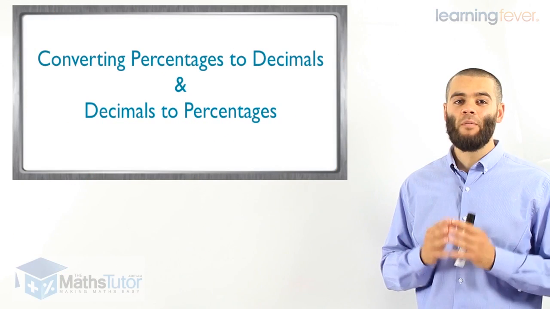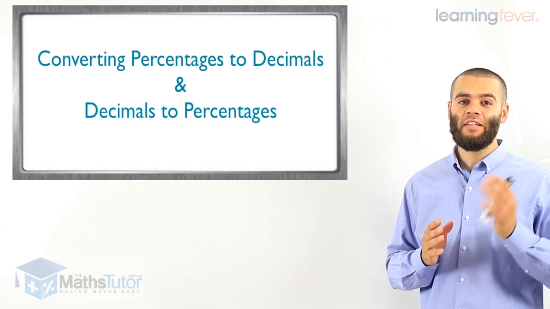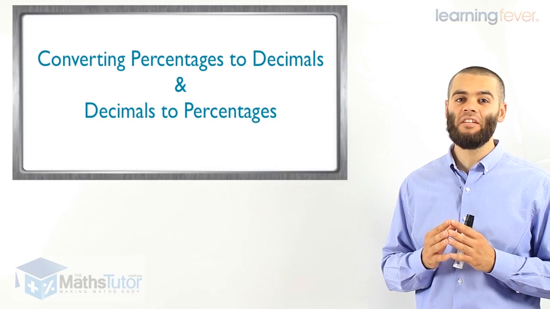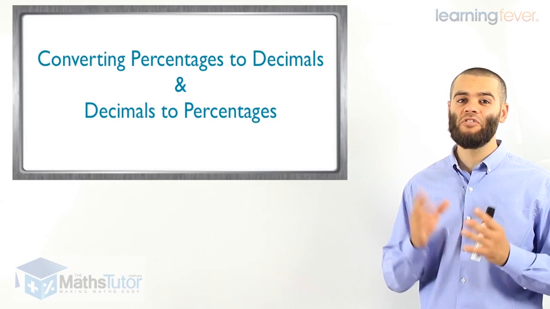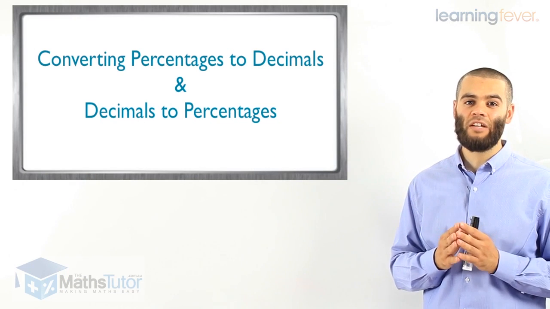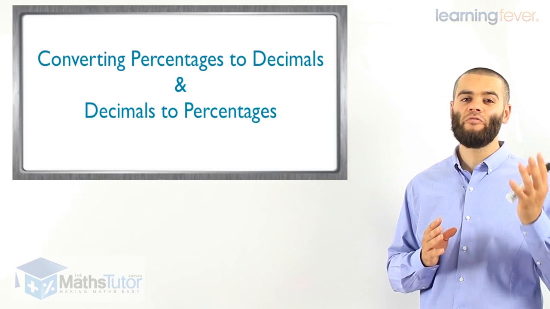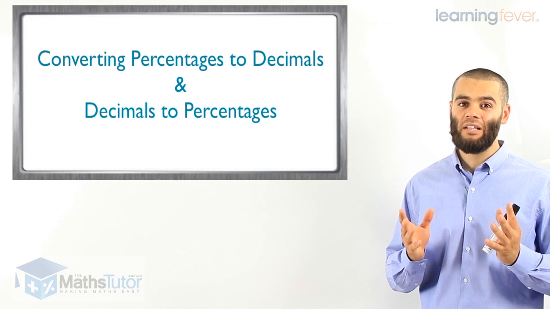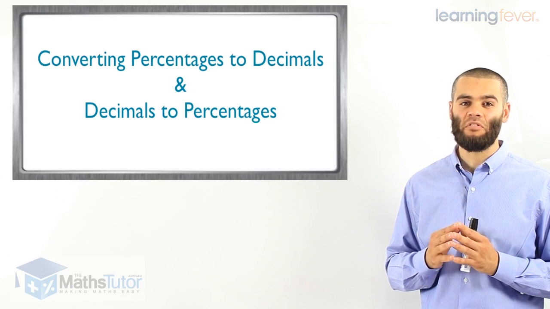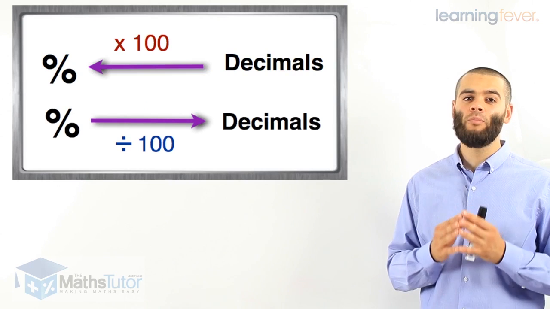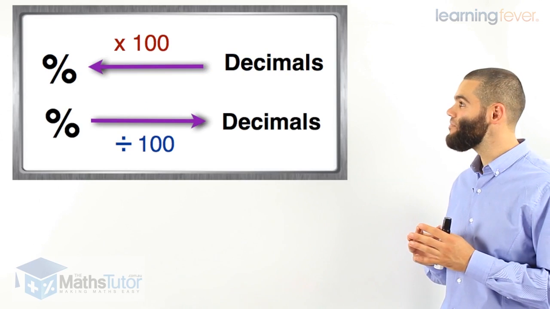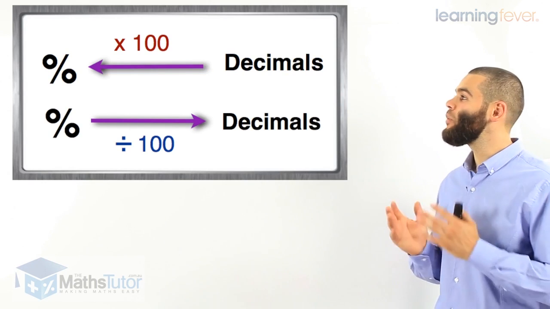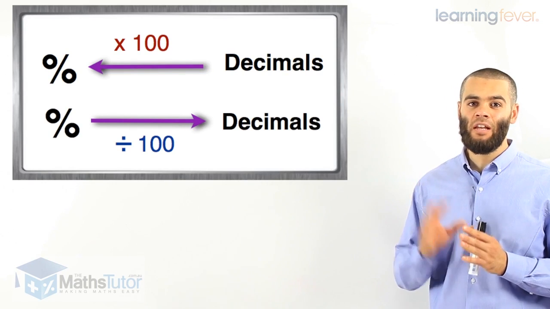Hey everyone, I'm going to teach you how to convert decimals to percentages and percentages back to decimals. In a previous lesson, we covered how to convert fractions to percentages and percentages to fractions. We found out that to go from fractions to percentages, we multiply by 100. Well, exactly the same with decimals. Decimals to percentages, we multiply by 100, and percentages back to decimals, we're going the other way around, we divide by 100. Let's do some examples.